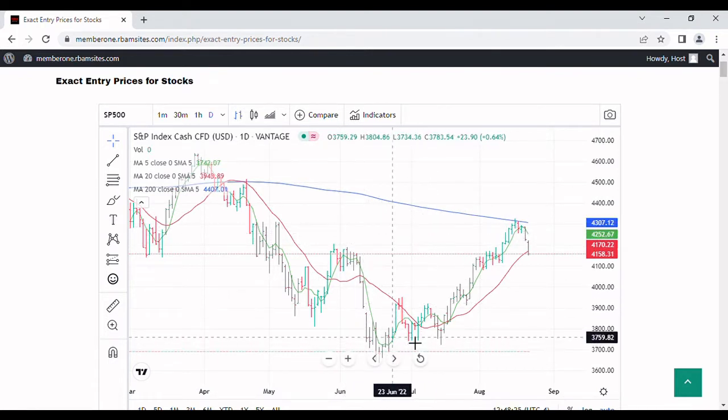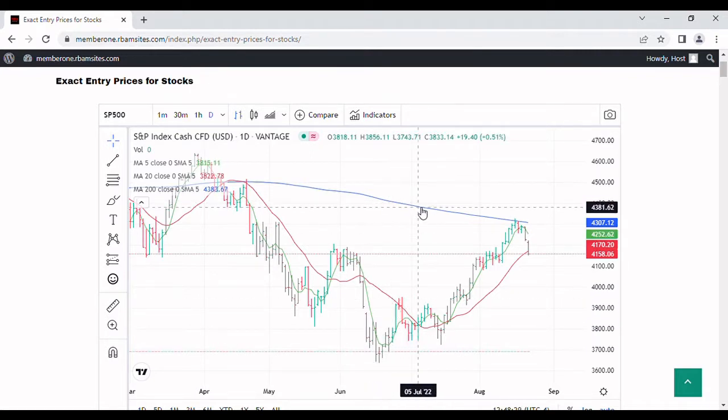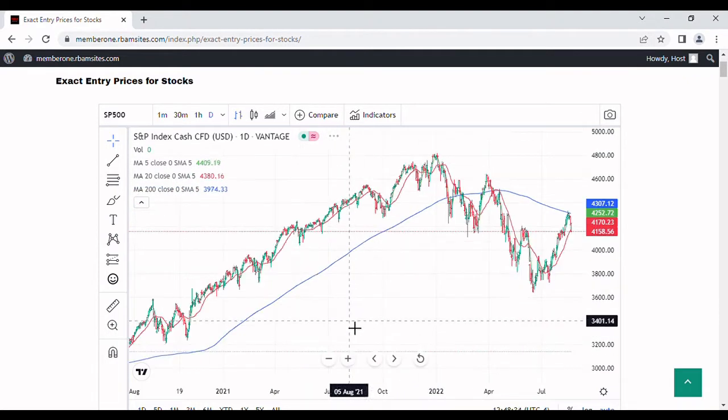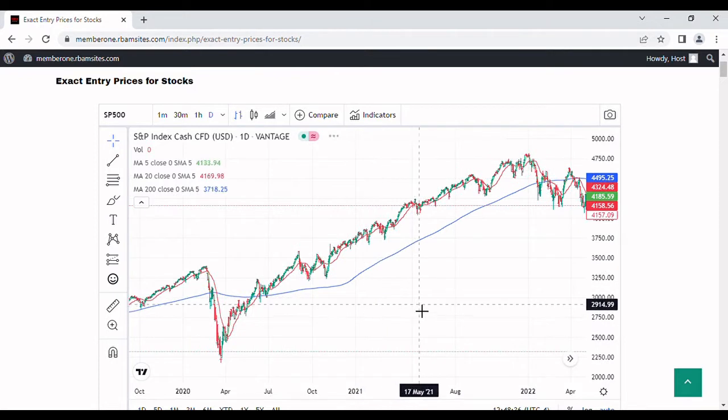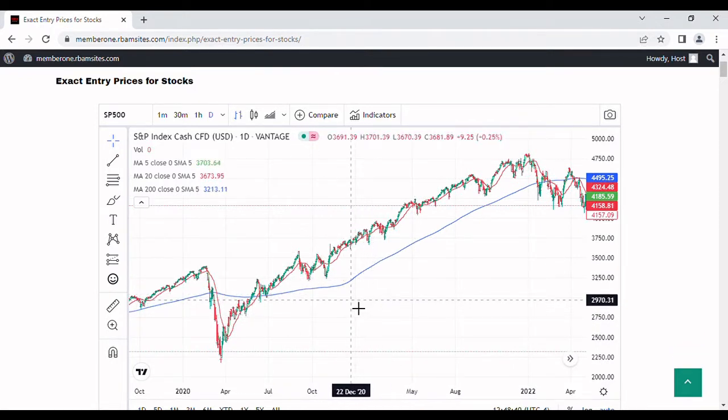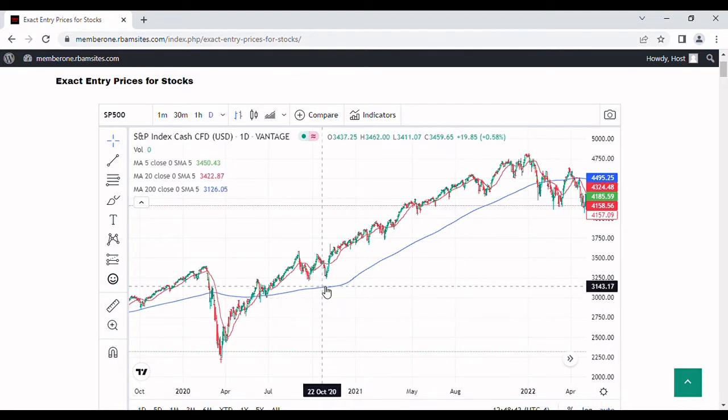We have three moving averages on here. We have a 5-day, a 20-day in red, and a 200-day in blue. The 5-day is in green down here. And let's back up a little bit so we can just talk about this and get a classic little discussion about technical analysis, and then we'll take a look at algorithmically generated trades that RBAM Research puts out every day.